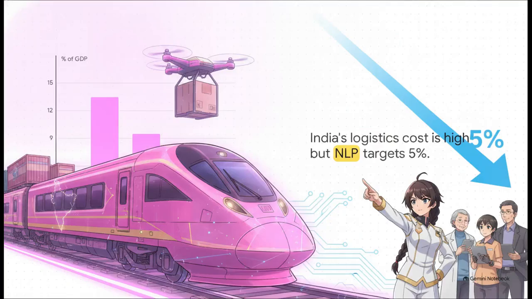Then back up your argument with this stark contrast. Right now, India's logistics costs eat up about 13 to 14% of our GDP. The global average, about 9.5%. The NLP's target is to drastically slash our costs to below 5%. That is the exact kind of efficiency required to match and even beat global superpowers.